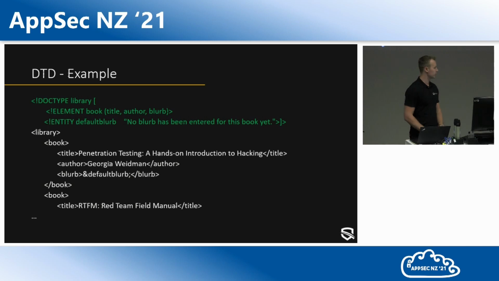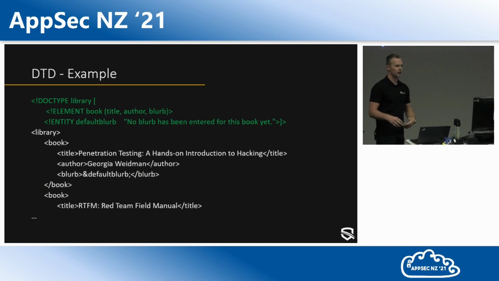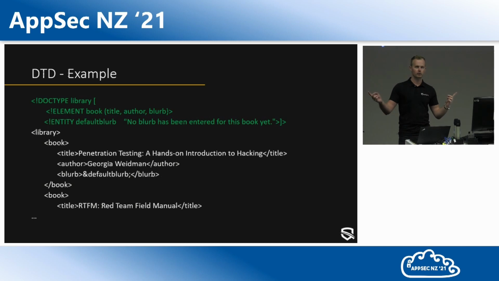Cool. So this is kind of what it looks like. So that green piece at the top would be your DTD. So you'll have an element at the top there which says that all of the books within this document must have a title, an author, and a blurb. And then there's an internal entity called default blurb that says no blurb has been entered for this book yet. So if you had 1,000 books that you hadn't entered blurbs for, rather than having that long string repeated 1,000 times, you could just reference it back to this one piece at the top. And then if you ever needed to change it, you could change it in that one place rather than changing it in 1,000 places.